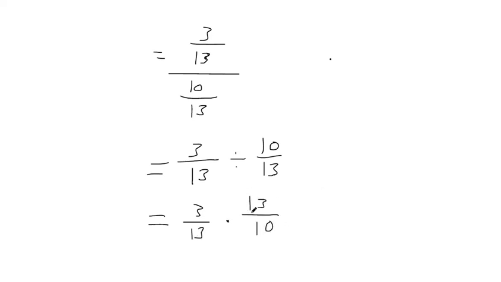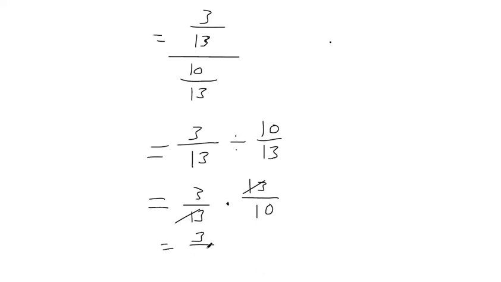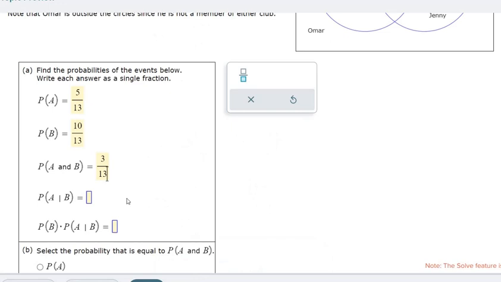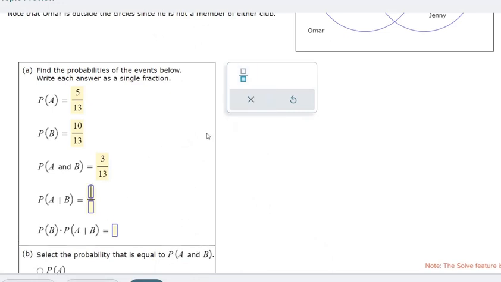Okay. And so when you're multiplying two fractions, you can always cross-simplify. If there's a 13 in the denominator and 13 in the numerator, they cancel out, so we're left with 3 out of 10. So the conditional probability is 3 out of 10 for this one.